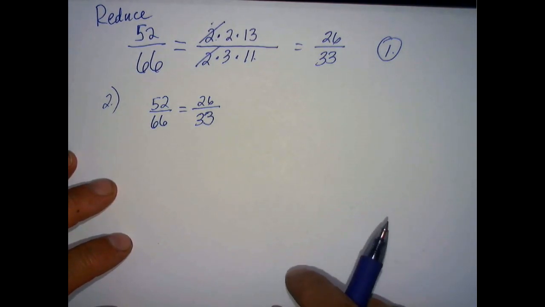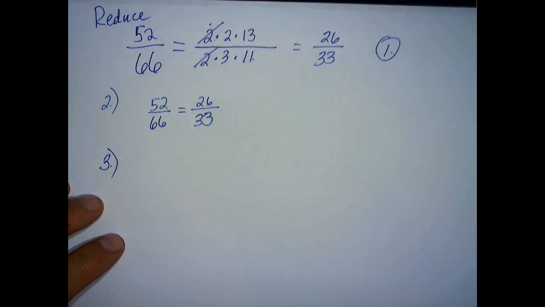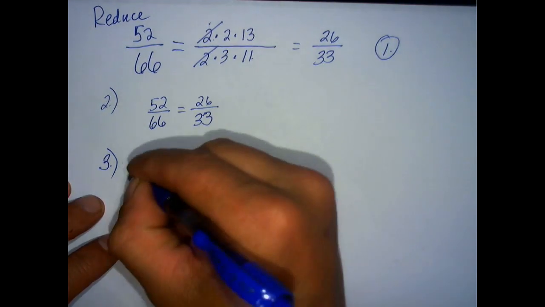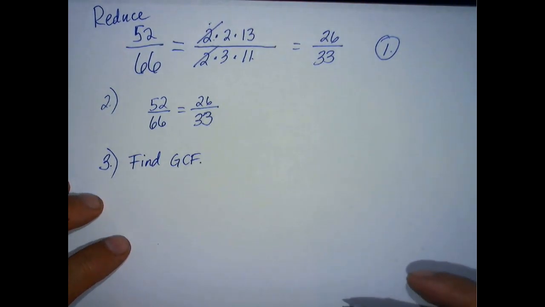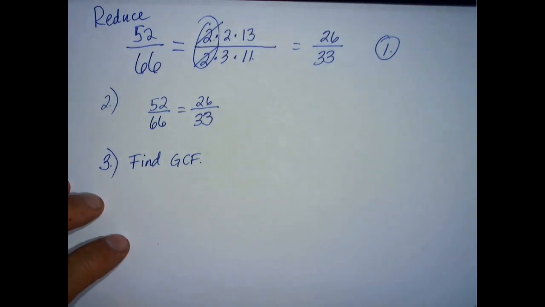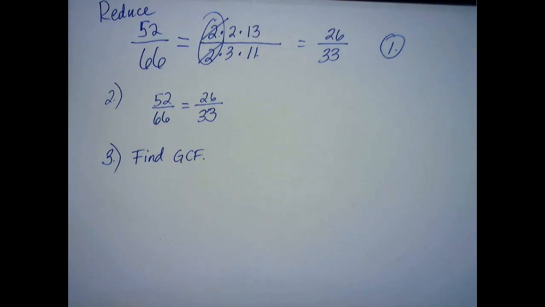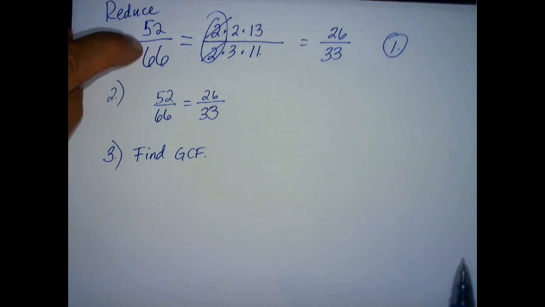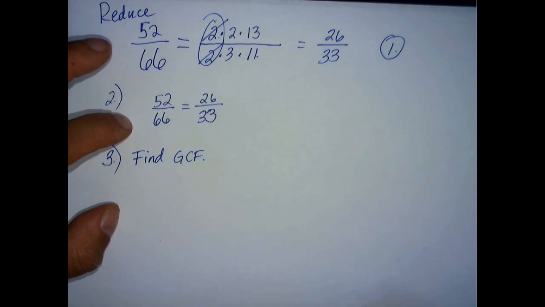The other thing you can do, and it still uses prime factorizations, is to find the greatest common factor. And we can already see what the greatest common factor is. What's the greatest common factor? 2. Then divide both sides by the greatest common factor. It's the same thing, okay? So some people teach this method, some people teach that method. They're all the same. Whichever one you're comfortable with is the one that you should do, okay?